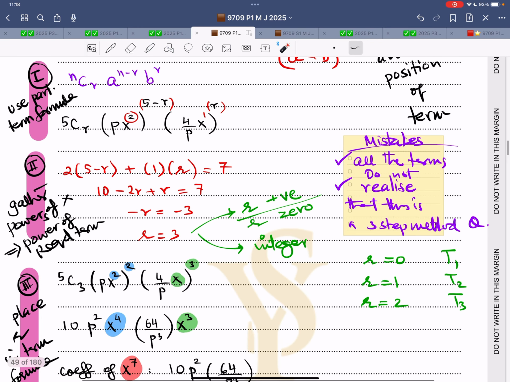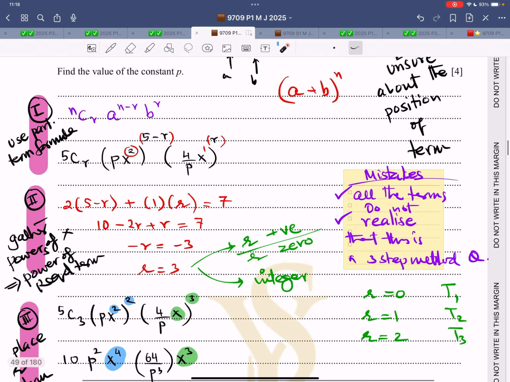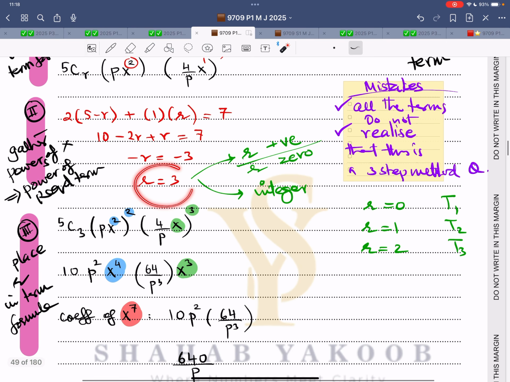What is the next step? That is gather powers of x and equate it to power of required term. So this is 2 multiplying with 5 minus r. This is 1 multiplying with r. Just gather it and equate it to power of 7. Why? Because that is the power of the required term. You will get a value of r.